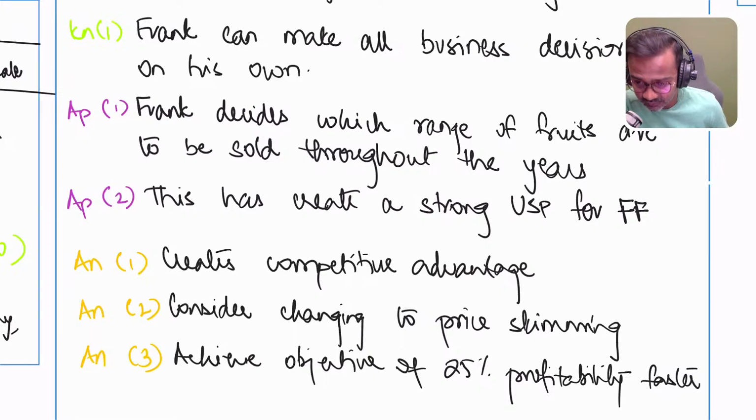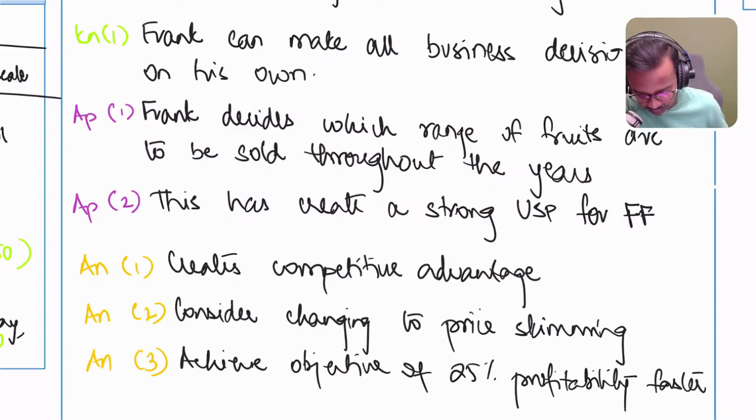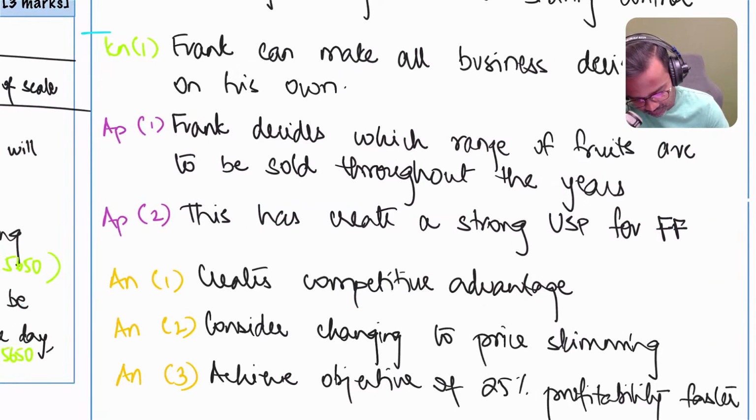Okay, so the benefit is that the objective that he had set, he'll be able to reach there more quickly because he can make the decision himself of going to price skimming. And why is he going for price skimming? Because there's a competitive advantage resulting from the decision he had taken about which fruits to sell, which created a USP. So if you see this whole point from this knowledge here to this here, this is what counts as one complete point, which you might call a paragraph.